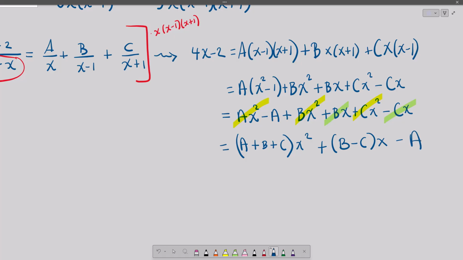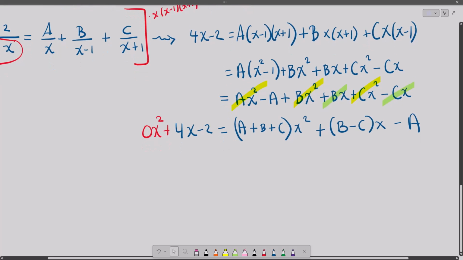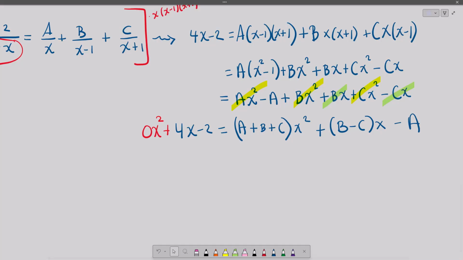And then the left side, we have 4x minus 2. But we need an x squared term, so we just drop in a placeholder like that. And now we have 2 quadratics that are equal to each other. The only way 2 quadratics can be equal to each other is if the corresponding coefficients match. So this has to be true. Those have to all match. So this will build a system.